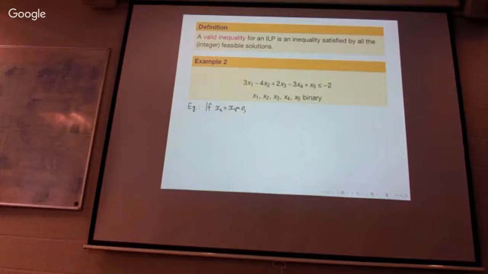So what happens if x2 and x4 are 0? Well, then we get 3x1 minus 0 plus 2x3 minus 0 plus x5 is less than or equal to minus 2. Is that possible? Why not? If they're all zeros, then it should be 0. If all of them were 1s, then it would all be positive. And if there were some zeros and some ones, then still it's always positive. So it can't be less than minus 2. So that's not possible.